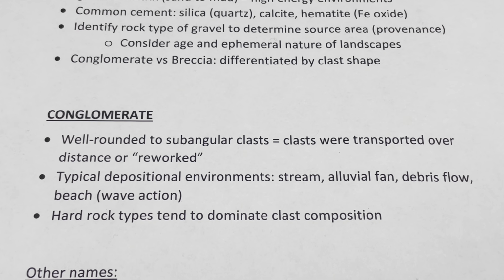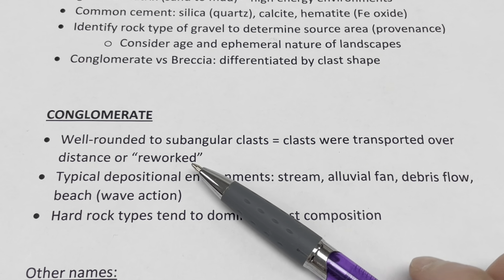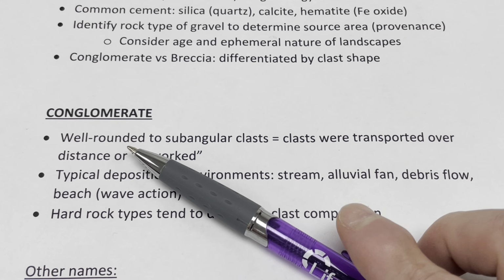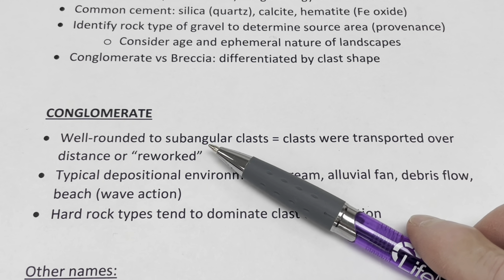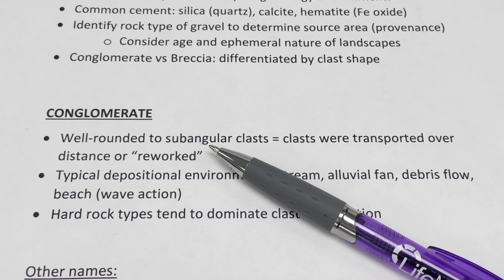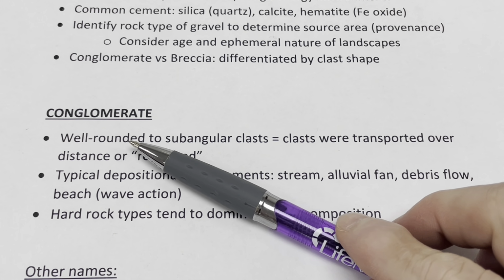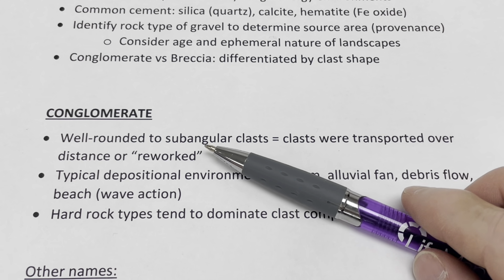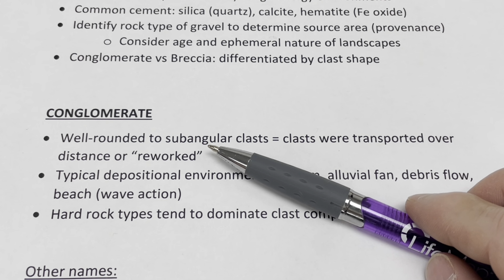So conglomerate, let's start with this one. Conglomerates are clastic sedimentary rocks, again, made dominantly out of gravel-sized particles, but the shape of these grains is going to tend to be in the well-rounded to subangular range. I would encourage you to go back to my last video on introducing sedimentary rocks for a better discussion about rounding and clast shape or grain shape in these types of rocks.